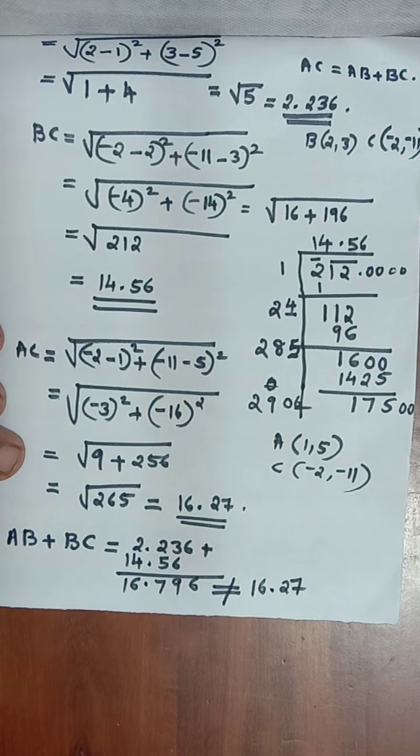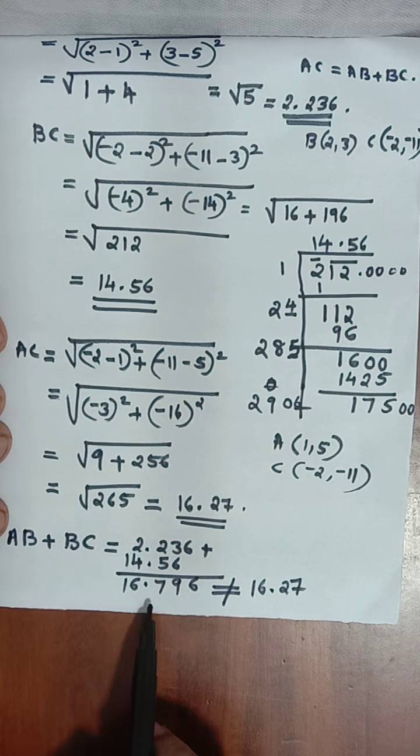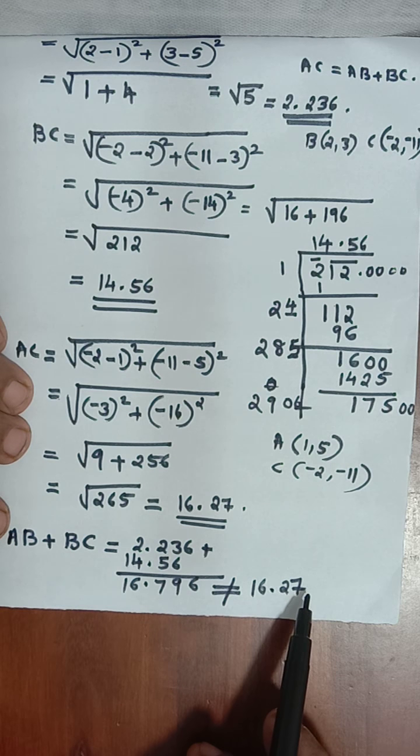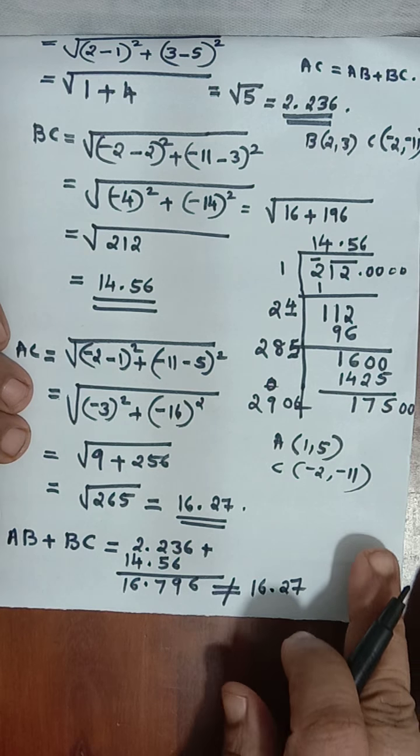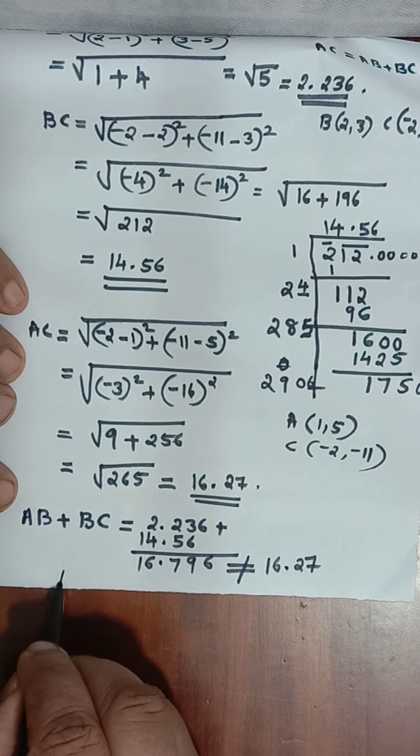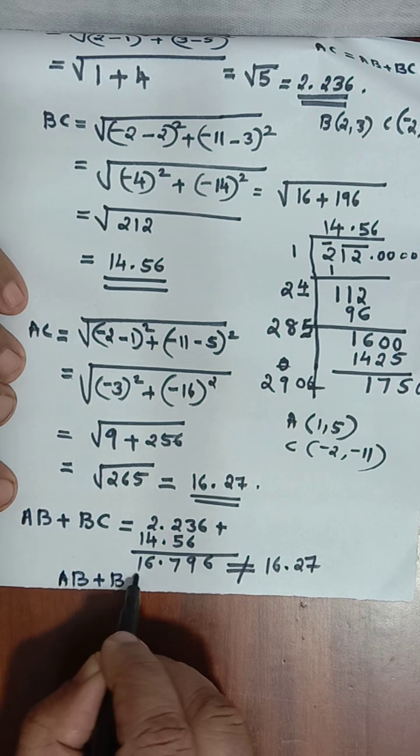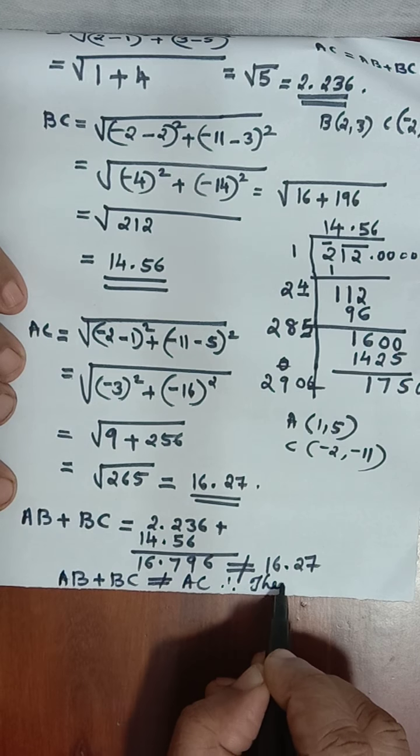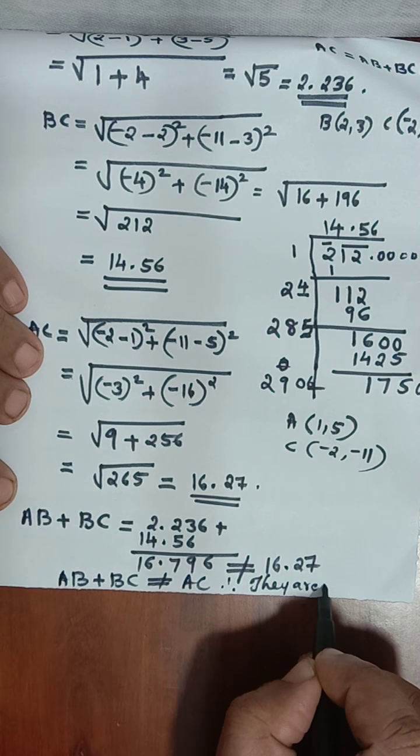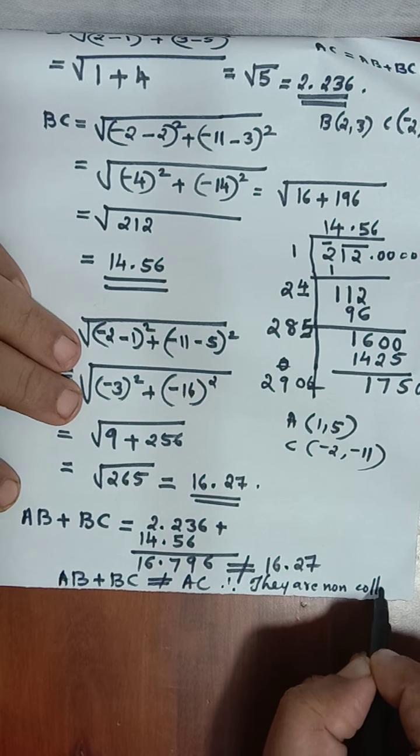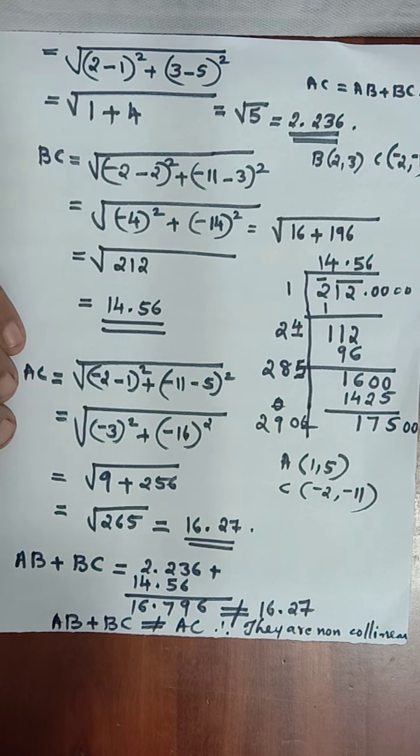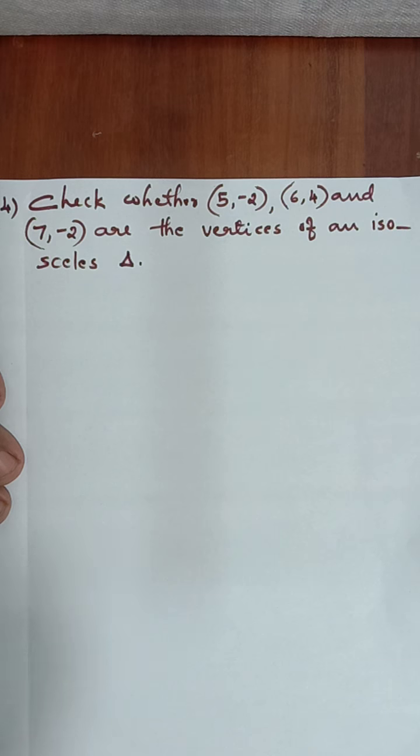16.27. What do you understand from this? Here AB plus BC we got as 16.796, whereas AC is 16.27. A wide difference is there. It is not equal. So as the last step we will write AB plus BC not equal to AC. Therefore, they are non-collinear. They are not on the same line.